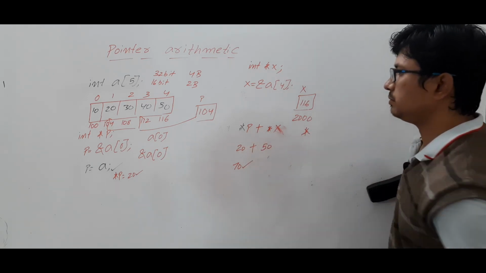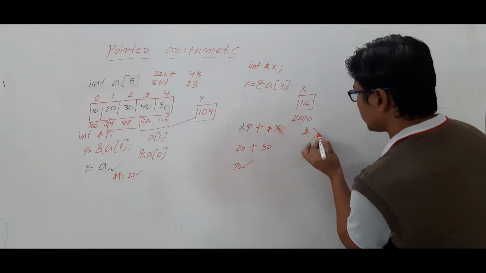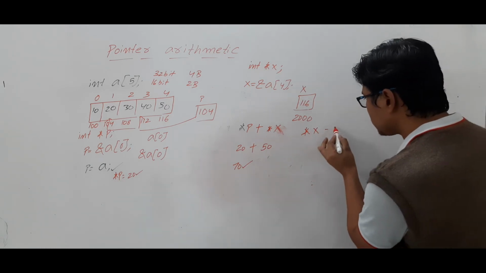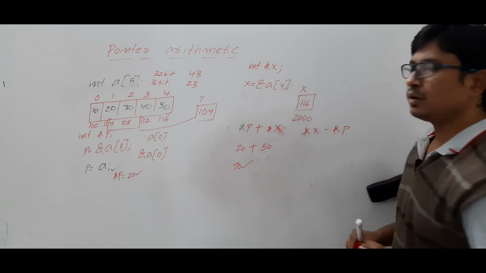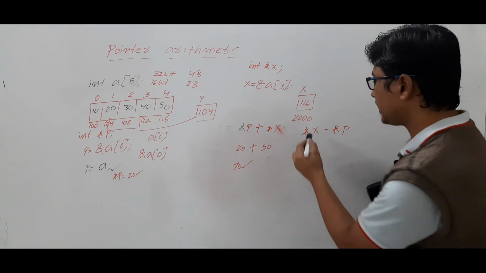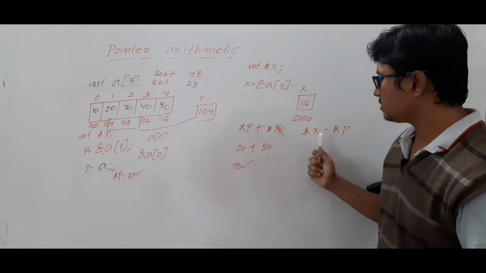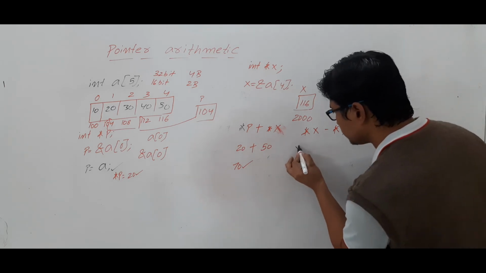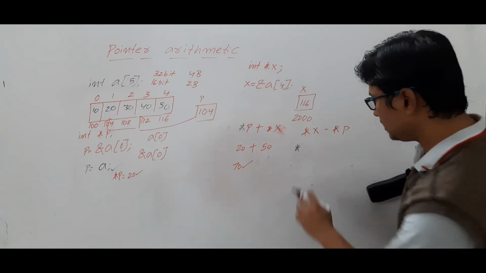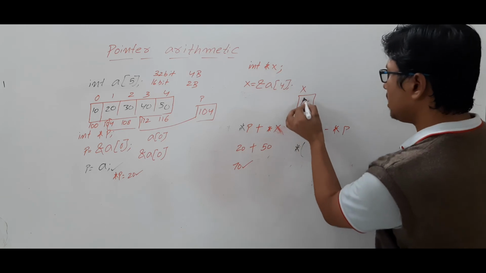You have star x minus star p that you want to do. Now what will star x give? Star x is nothing but a dereference operator. So look at it like this. If you want a better explanation, let me give it. You have a dereference operator and you have x.